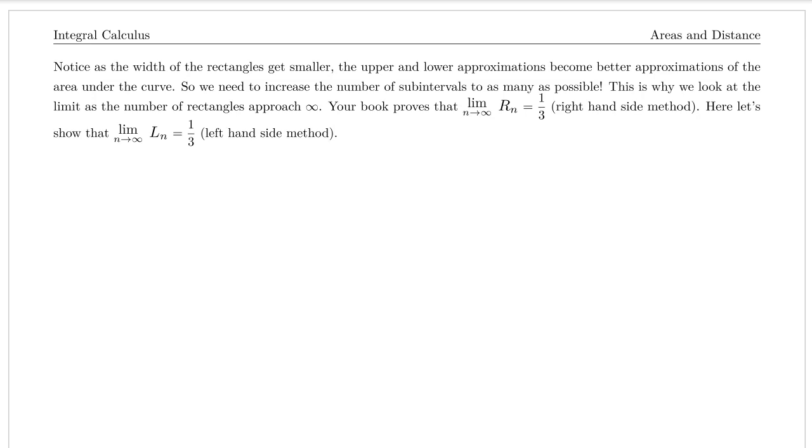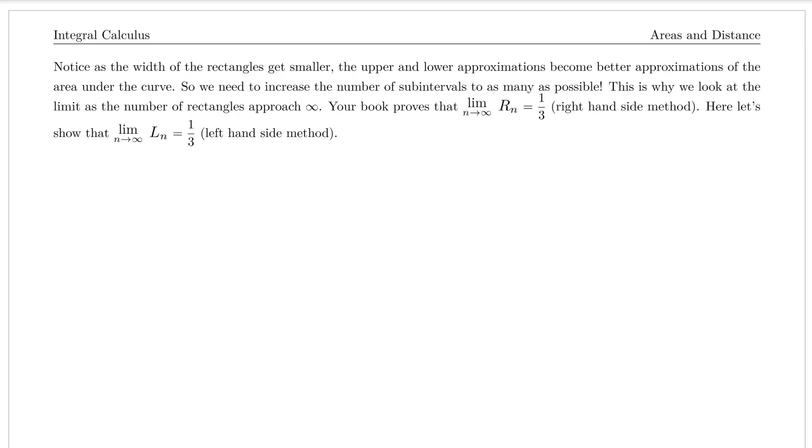Here's part 4 of areas and distance. So notice as the width of the rectangles gets smaller, the upper and lower approximations become better approximations of the area under the curve. We need to increase the number of subintervals to as many as possible. This is why we look at the limit as the number of rectangles approaches infinity.